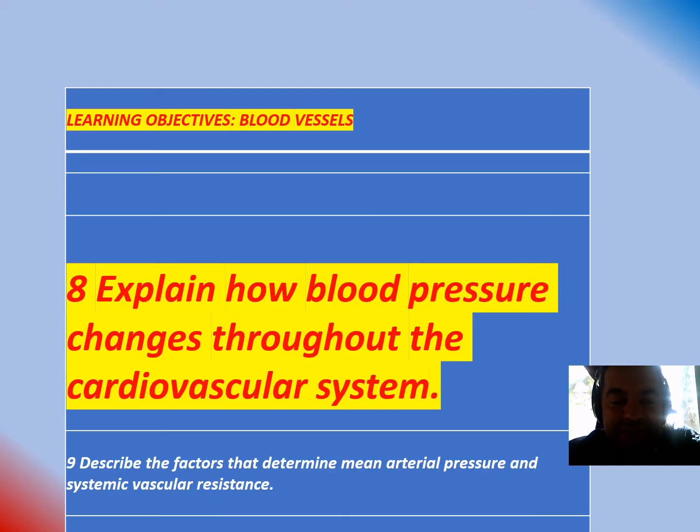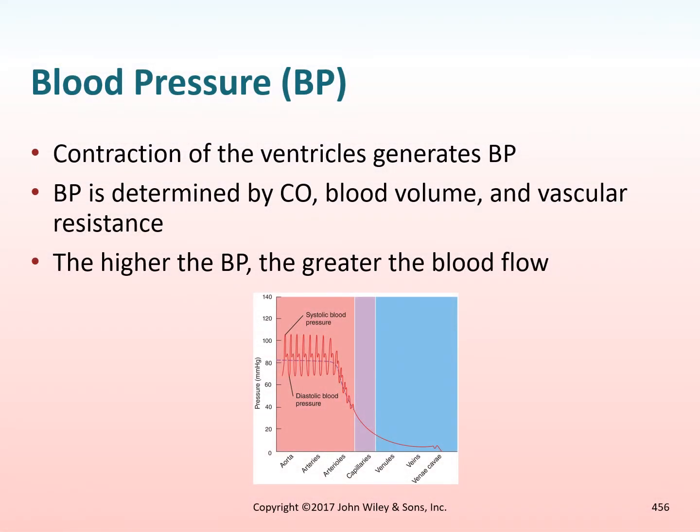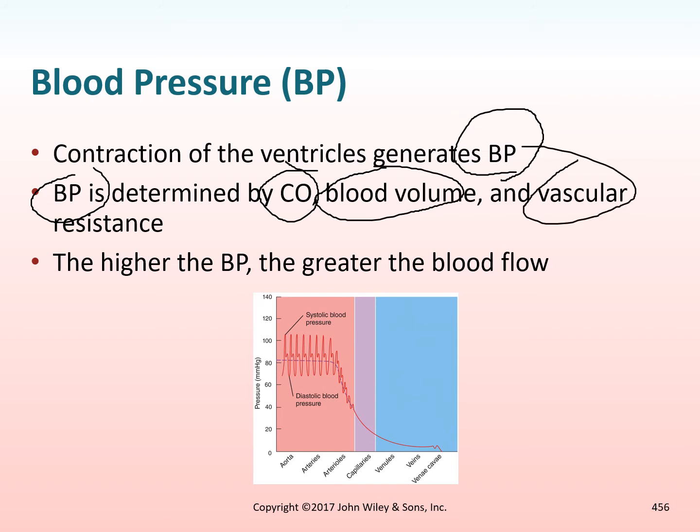Explain how blood pressure changes throughout the cardiovascular system. The contraction of the ventricles generates the blood pressure. Blood pressure is determined by the cardiac output, how much blood you actually have, and the vascular resistance, how small, how constricted or dilated and wide the blood vessels are. The higher the blood pressure, the greater the blood flow usually. And the thickness of the blood matters a little bit too. That's called viscosity.